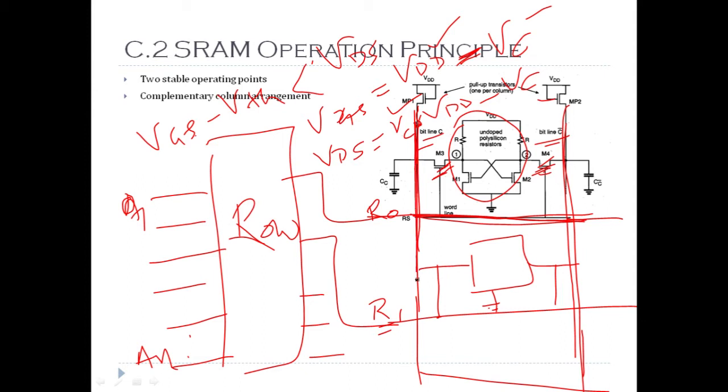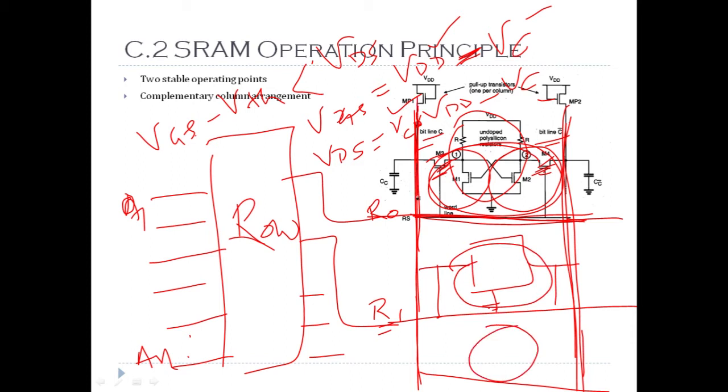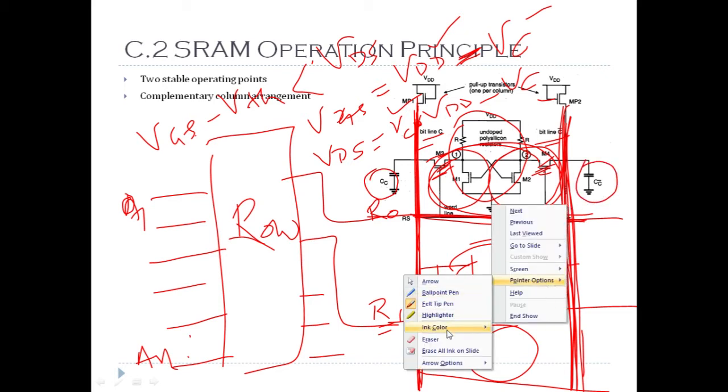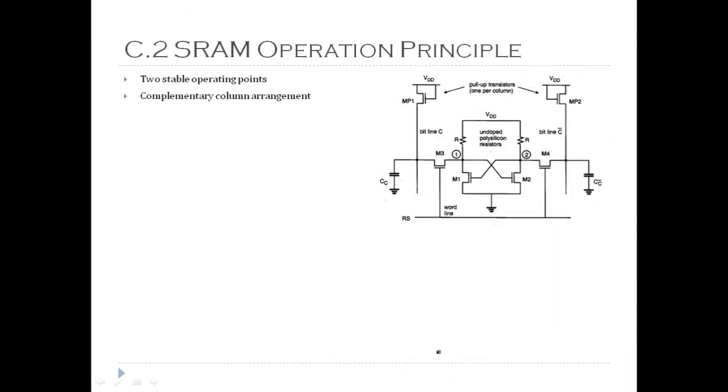Now, a number of cells are connected in the same column, and each cell consists of a number of such NMOS devices which have their parasitic capacitances. All these parasitic capacitances of the cells combine together to result in a very large capacitance for these bit lines, which is represented using this C and C bar. These are a few observations about the circuit which will be very helpful for us in our further discussion.